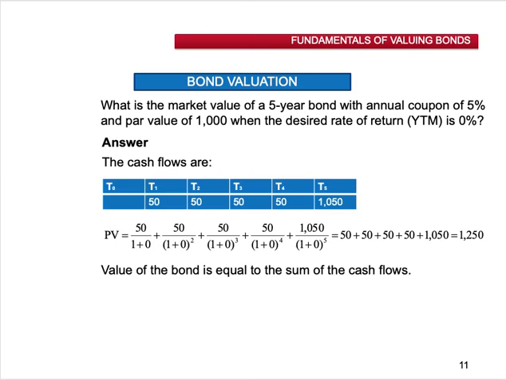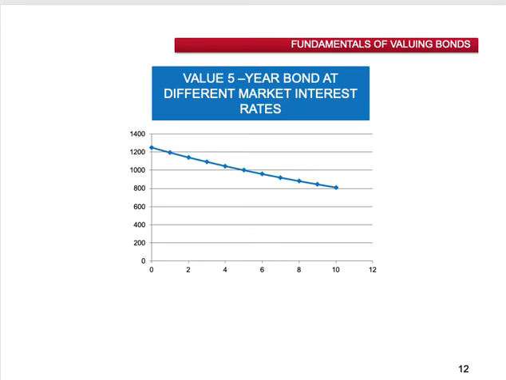So what happens if the desired rate or yield is going to be 0%? What's the impact on the bond price? Well, I'm going to fill in the 0% in the equation, and the price of the bond is going to be 1,250 euro, which is equal to the sum of its cash flows. So in sum, what we learned from these exercises is that the value of, in this case, the 5-year bond at different market interest rates would follow this pattern.